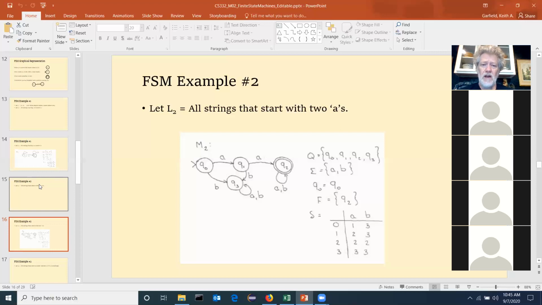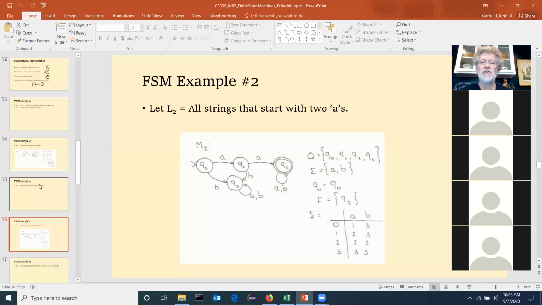Oh, you mean from Q3, how do you get to the final state? Yeah, because I don't see an arrow going back to Q0 or Q1. So how do I get all the way over to Q2? Okay, so from Q0, if you get one A, you go to Q1, and if you get another A, you go to Q2. And that's the only way to get to Q2.